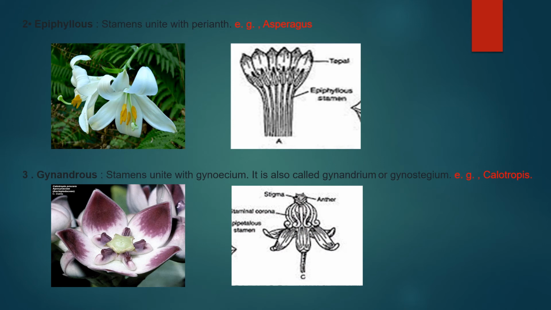A third one is what we call gynandrous, where the stamens are united with the gynoecium. It is also called gynandrium or gynostemium. In this, both the stamens and gynoecium are united to form, here you can see the corona, as in case of Calotropis. You can see the staminal corona, where stamens and gynoecium are fused together to form the gynandrous condition, and this is what we call a corona or the crown.